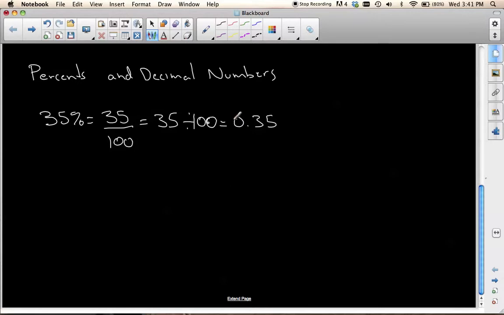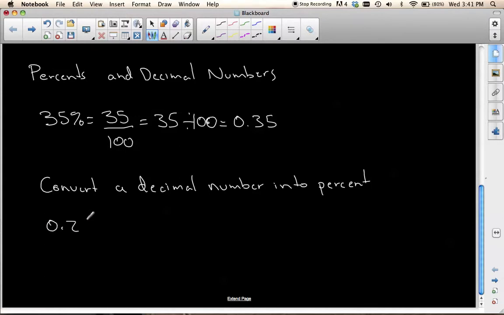Now what happens if we want to convert a decimal number into a percent? Well, we'll have our decimal number. So let's say we have 0.25. What we need to do is multiply the decimal number by the fraction 100 over 100, and we express the new fraction as a percent. So we go, all right, 0.25 times 100 over 100.